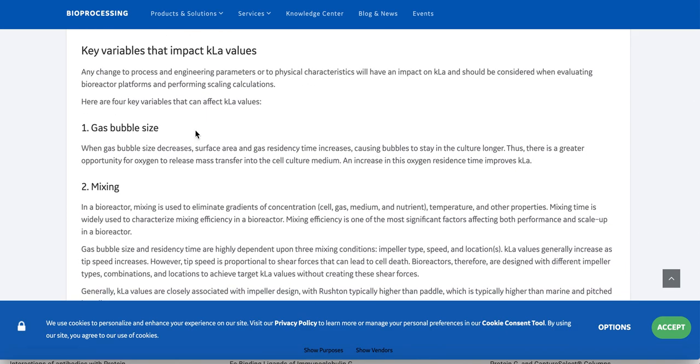Any change to process and engineering parameters or physical characteristics will have an impact on KLa and should be considered when evaluating bioreactor platforms and performing scaling calculations. Here are four key variables that can affect KLa values. Gas bubble size: when gas bubble size decreases, surface area and gas residence time increase, causing bubbles to stay in the culture longer, thus there is a greater opportunity for oxygen mass transfer into the cell culture medium, and an increase in this oxygen residence time improves KLa.